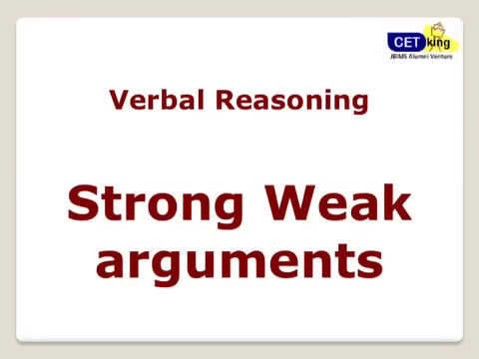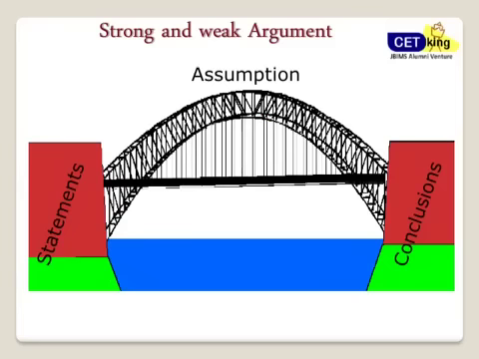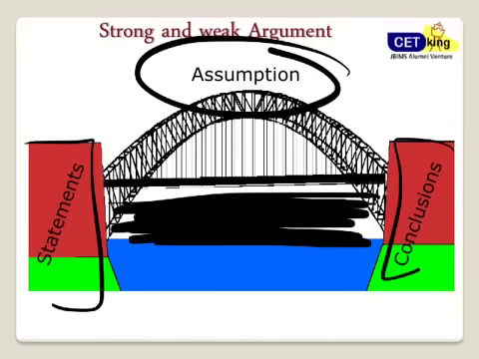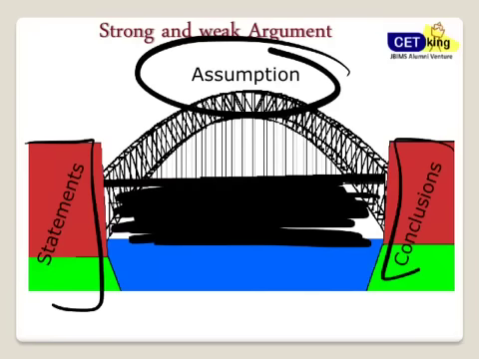This topic, strong and weak arguments, is again a very important topic. In this part, I'm going to talk about strong arguments, and in the next part, we'll talk about weak arguments. Again, there are some statements and some conclusion. Whatever is bridging these two things are my assumptions. And whenever we have to make the bridge stronger, it's called strengthening the argument. Whenever we have to break the bridge, it's called weakening the argument.